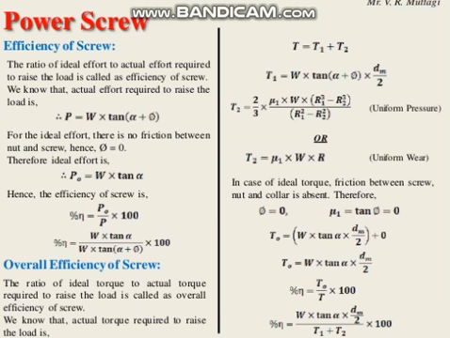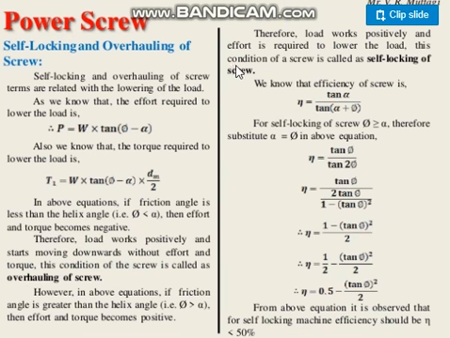Let us discuss now about the self-locking and overhauling of screw. Yesterday also I touched on it a little, because I gave some questions about self-locking and overhauling in your quiz. Anyway, now let us see, including the mathematics behind it. Self-locking and overhauling of the screw are the two terms which are associated with the lowering of the load.